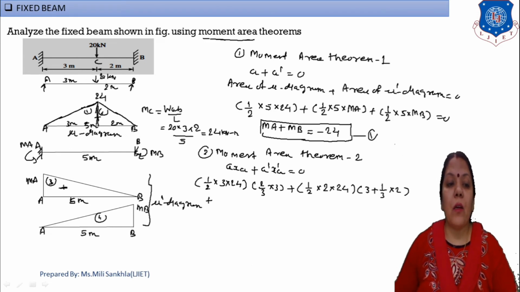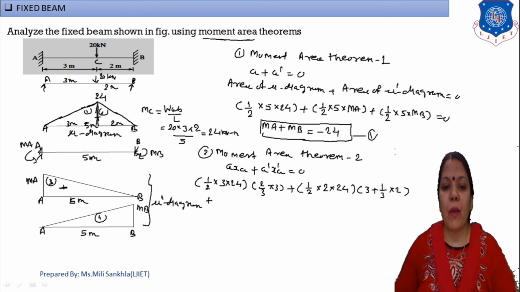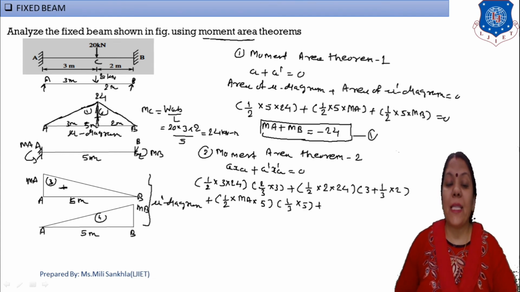Now I take the mu dash diagram: 1/2 into 5 into MA, and from A, CG 1/3 into 5. Mention 1/2 into moment at A into distance 5 and CG 1/3 into 5, plus second diagram 1/2 into 5 into MB and CG 2/3 into 5.